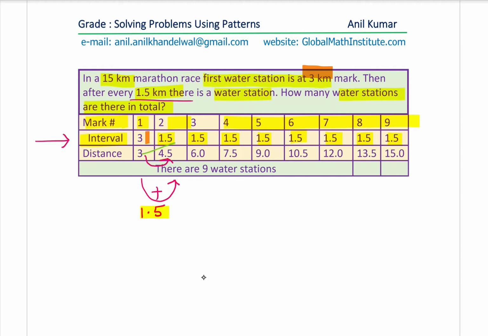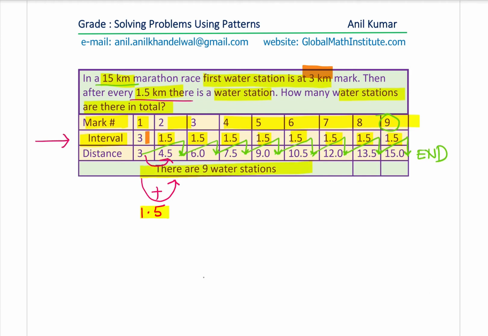I will do 3 plus 1.5, which gives me 4.5. 4.5 plus 1.5 gives me 6. 6 plus 1.5 gives me 7.5. Then again, when we add 1.5, we get 9. And then again, adding 1.5, we get 10.5. And then 12. And then 13.5. And we finally get the mark at 15, where the race ends. So this is the end of the race, correct? Since it was a 15-kilometer marathon. Now you can count how many terms. We have 9 terms. Do you see that? And that is how we get our answer.